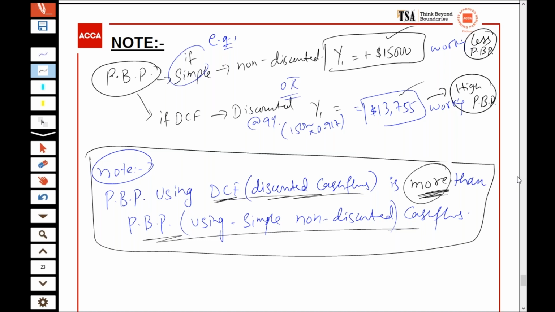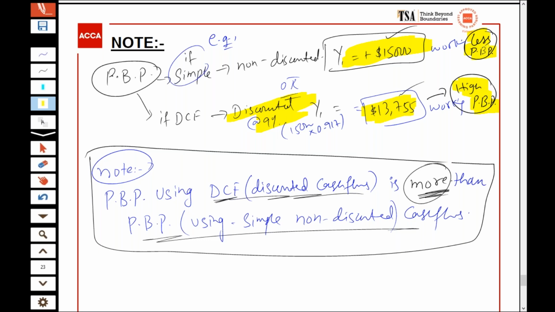Now, students, see that if you are working on the simple figure of 15,000, you can recover your initial investment early. If you are working on discounted cash flow of 13,000, that means the amount is low, so slowly and gradually you will be recovering your initial investment. So it will be a high payback period over here, and here it will be a less payback period.